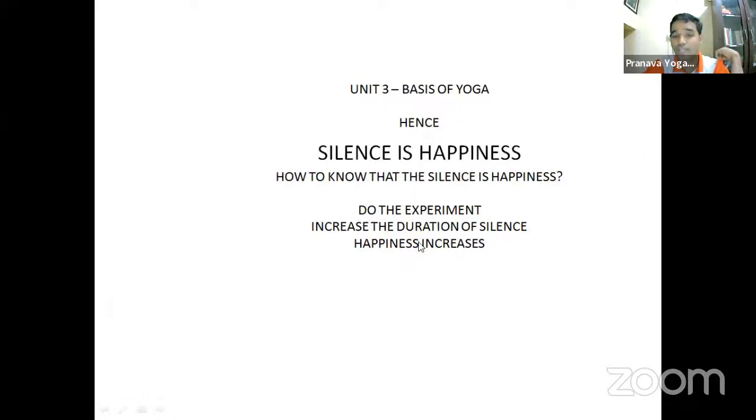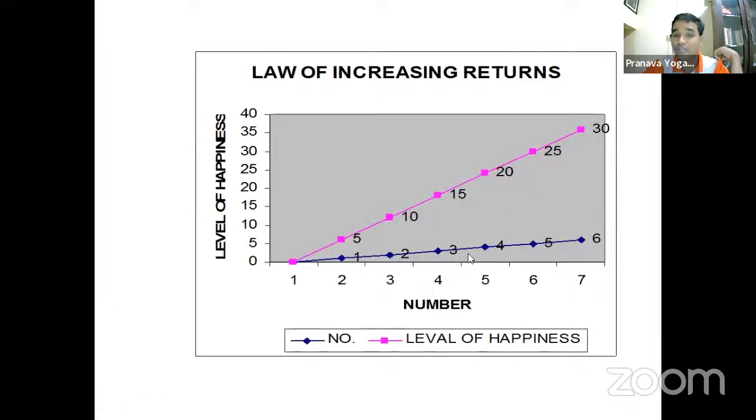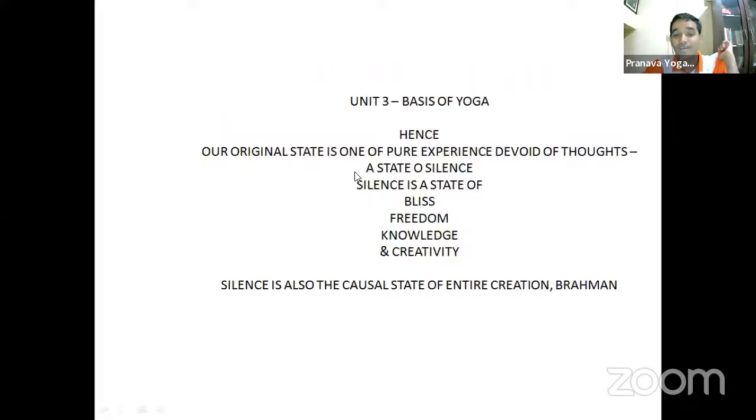How to know that silence is happiness? Do the experiment. Increase the duration of silence, keeping the mind silent for a longer duration, and happiness also increases. So happiness multiplies with the increase of silence, whereas that is not the case with objects of enjoyment. When you increase the consumption of objects of enjoyment, you will lose that happiness. Burden increases rather than happiness.